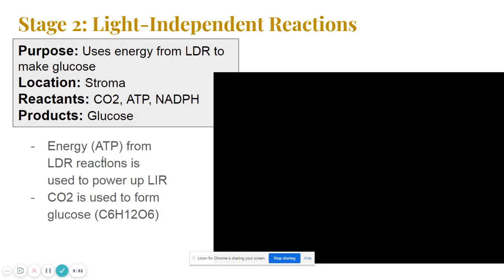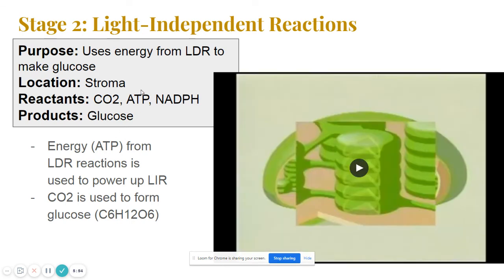Well, they then go to the second stage, and they're being used as energy sources to power up stage 2, since there is no solar energy around to do so. Carbon dioxide comes from the atmosphere. This is the type of gas that plants take in.